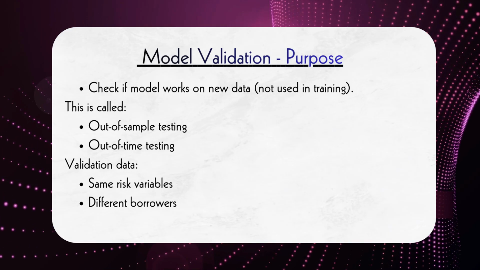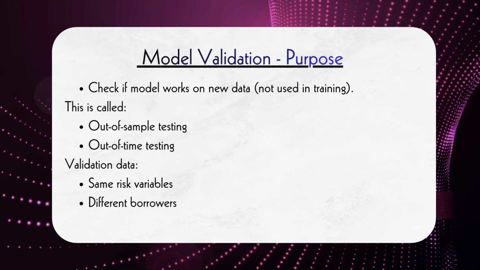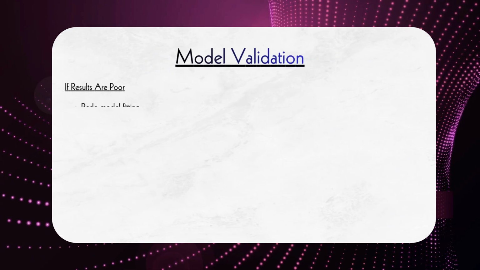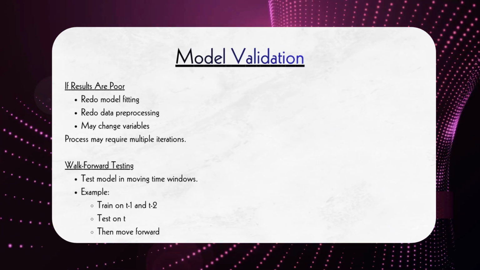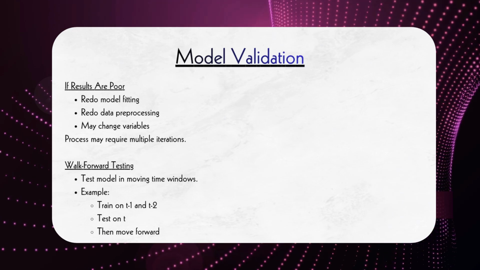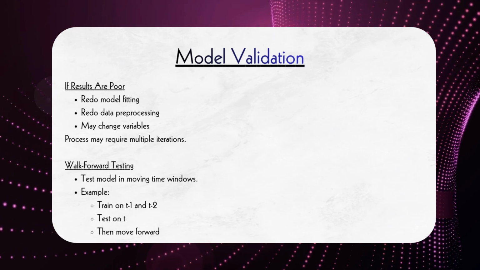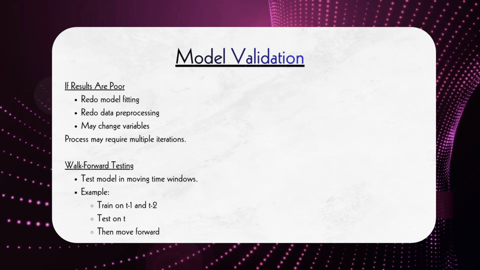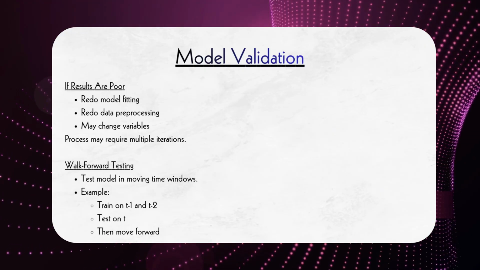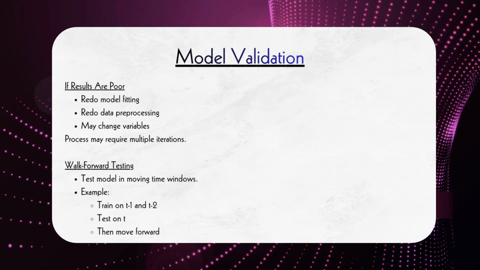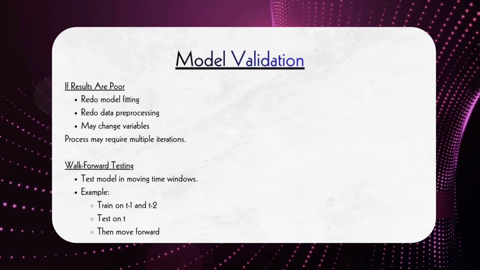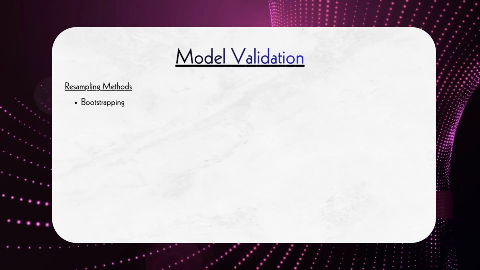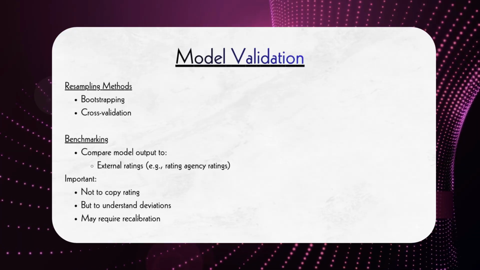The validation dataset uses the same risk variables but different borrowers. If the model does not perform well, we may need to redo data preprocessing or model fitting, possibly selecting different variables. Validation often requires multiple iterations. Analysts may also use walk-forward testing, where the model is trained on earlier time periods and tested on the next period, then moved forward in time. Additional validation techniques include bootstrapping and cross-validation.